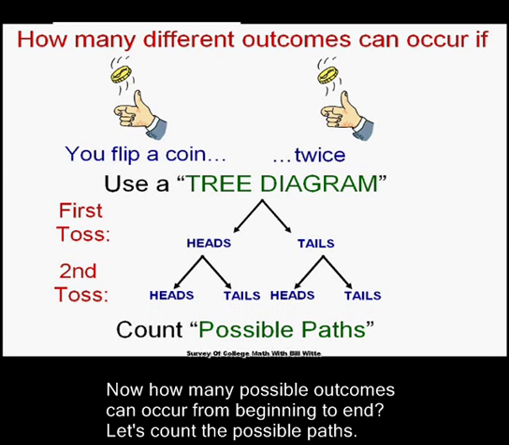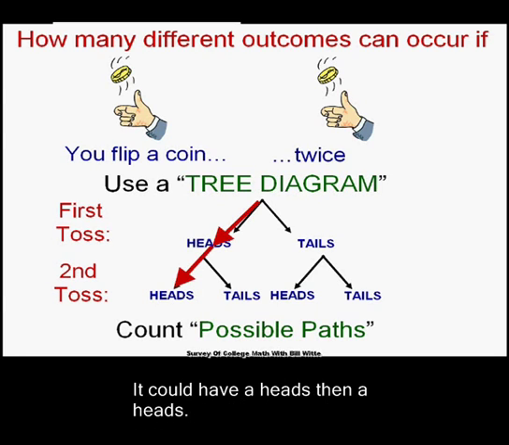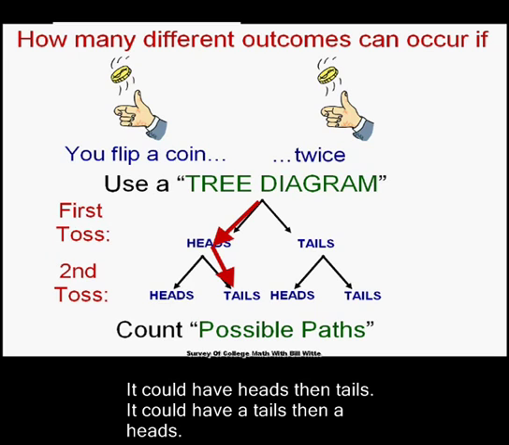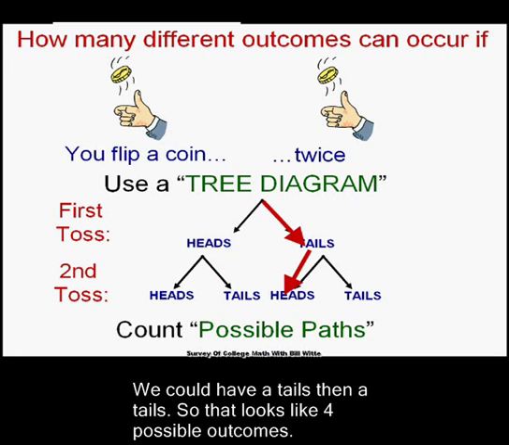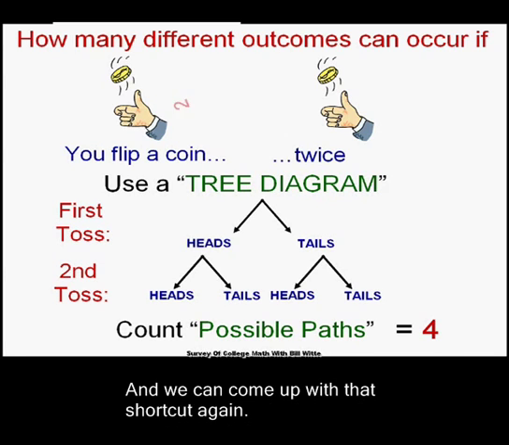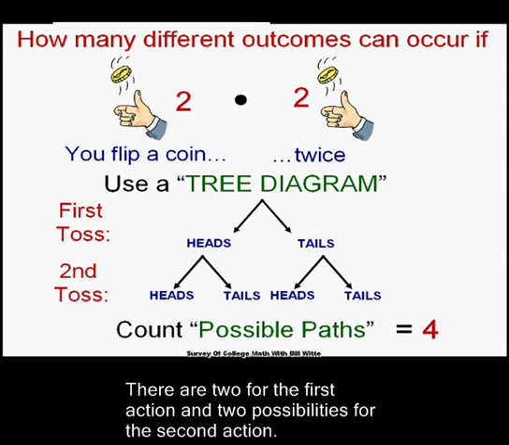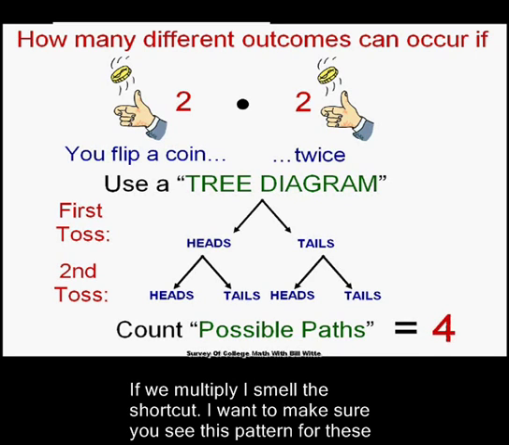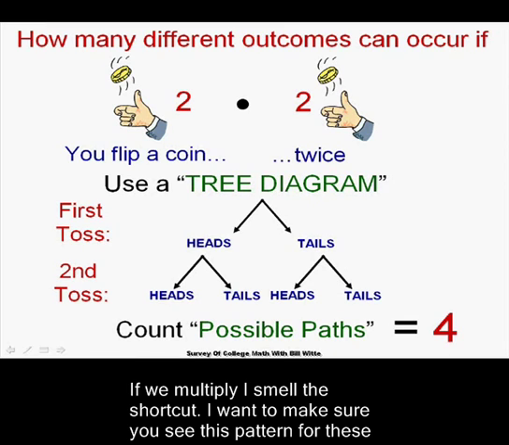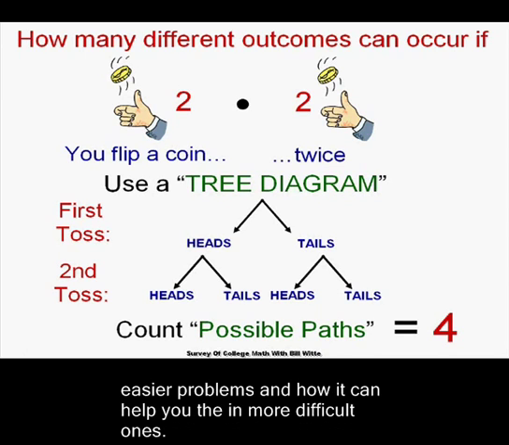Well, let's count the possible paths. We could have a heads, then a heads. We could have a heads, then a tails. We could have a tails, then a heads. Or we could have a tails, then a tails. So that looks like 4 possible outcomes. And we could come up with that shortcut again. 2 possibilities for the first action, and 2 possibilities for the second action. If we multiply that, I smell a shortcut. Now I want to make sure you see this pattern for these easier problems and how it's going to help you in the more difficult ones.